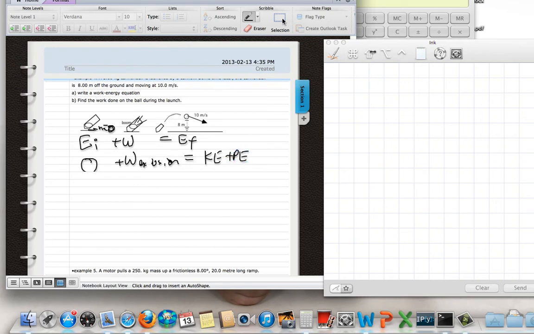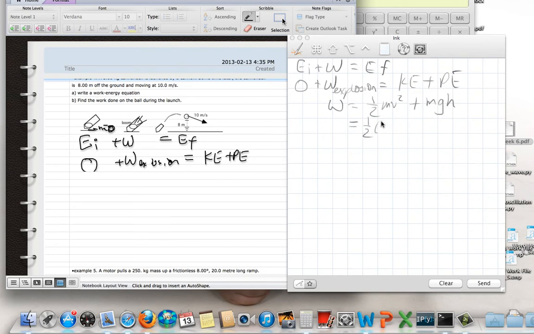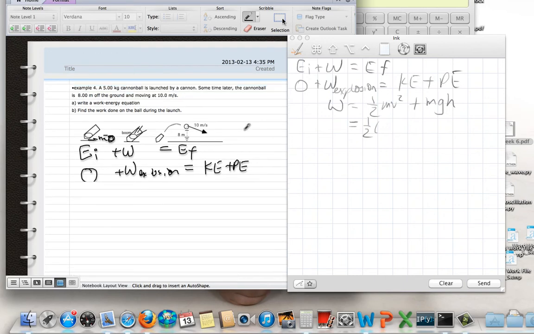Let's work over here on the ink pad just because we can do it a little bit more neatly. So we said that energy at the beginning plus work equals energy at the end. Nothing at the beginning. There was work done by the explosion. And at the end, we have kinetic and potential energy for that cannonball. So the work done, then, we can calculate from our kinetic energy formula, 1/2 mv squared, and our potential energy formula, mgh. All of these values are given in the problem. The mass is given as 5 kilograms. The speed over here is 10 meters per second.